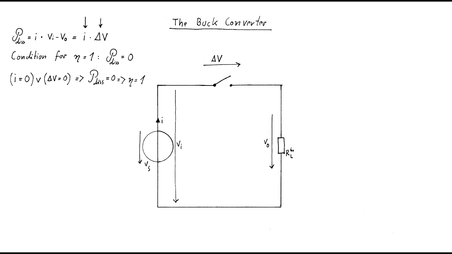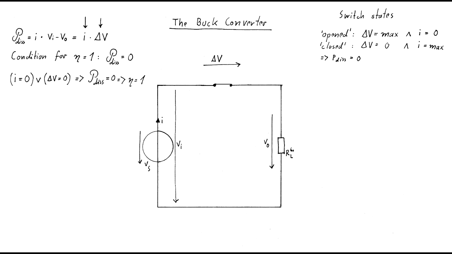An ideal switch can only exist in two states. When an ideal switch inside any loop is opened, the voltage across the switch is at the maximum value, while the current through it is 0. When the switch is closed, however, the voltage across the switch becomes 0, while the current through it becomes maximum. So, as you can see, the power dissipated over an ideal switch always must be 0.